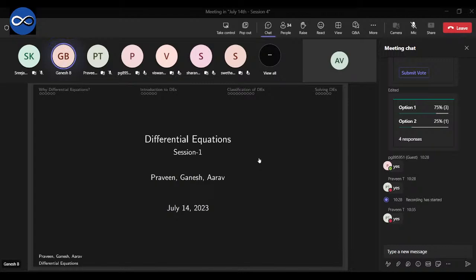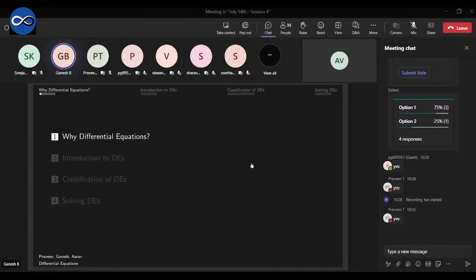Okay, so hello everyone. This is going to be our first session on differential equations. I have a test today, so I'll try to keep this session as basic as possible. This session will mostly include the intuition for differential equations and just basic stuff about it. So I don't think you should worry much.